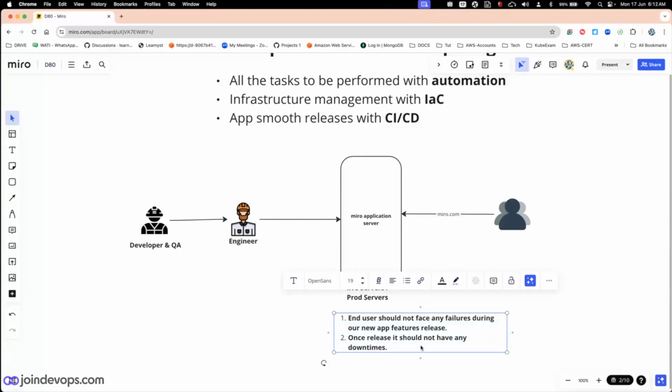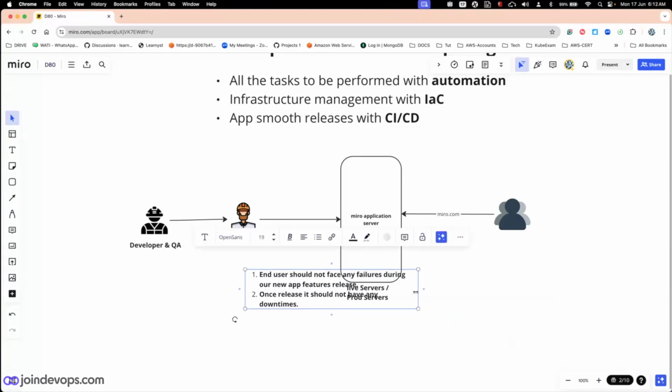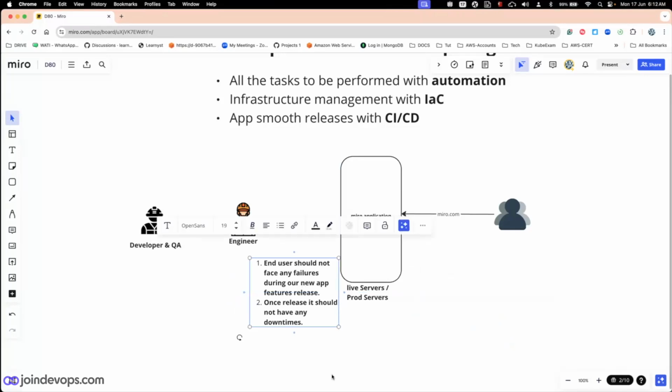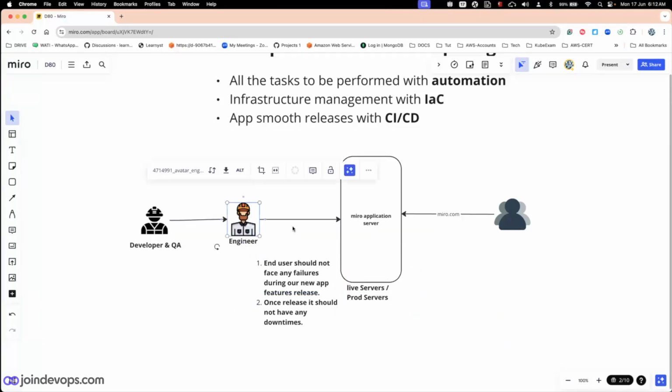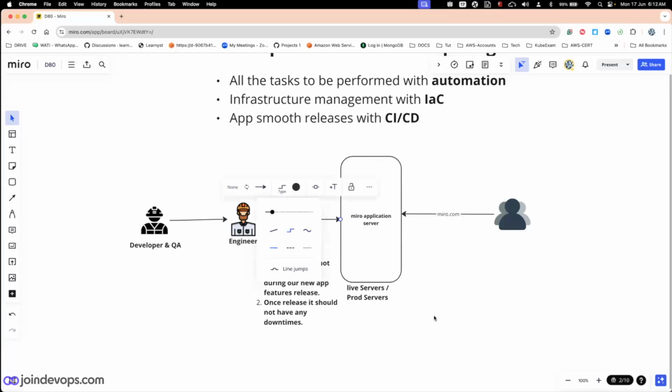Okay. Now, two things, by the way. While you are doing this particular job, you should consider about two things majorly. So end user, while you release the things, should not face any issues or any failures.